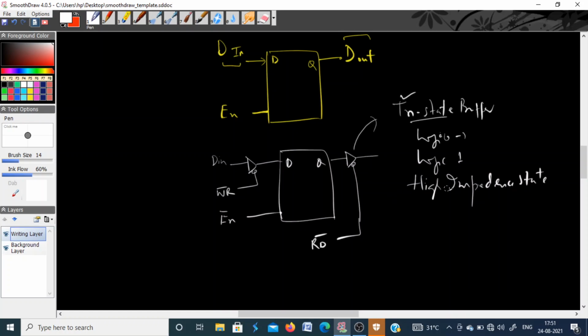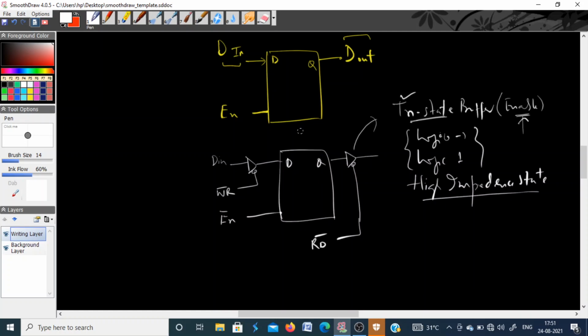How are tri-state devices different from normal digital devices? They have an enable pin. When this enable pin is active, they perform as normal logic devices, and when this enable pin is disabled, that device goes into the high impedance state. High impedance state means it is basically disconnected from the system, as if it is not there.